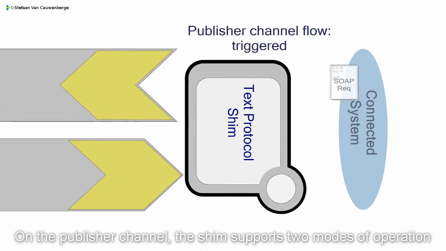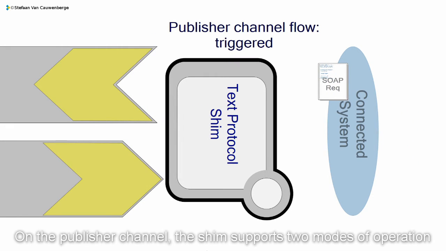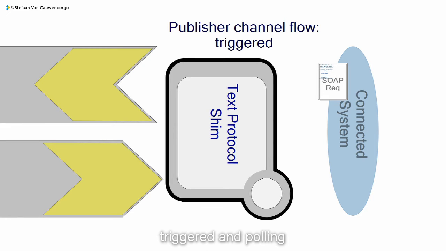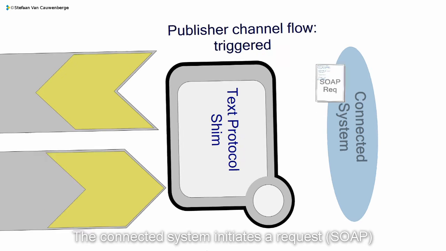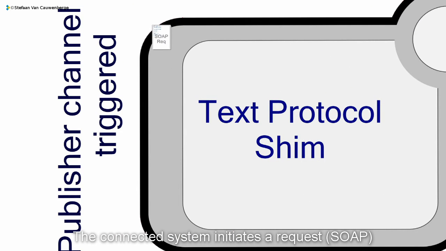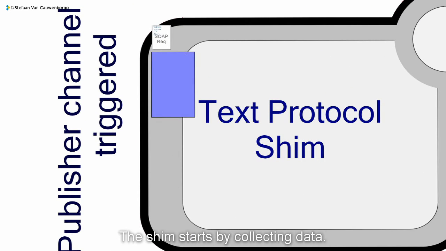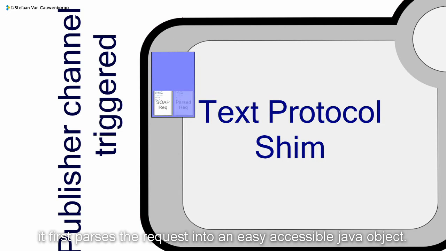On the publisher channel, the shim supports two modes of operation, triggered and polling. Let's look at triggered first. The connected system initiates a request, SOAP. The shim starts by collecting data. As on the subscriber channel, it first parses the request into an easily accessible Java object.